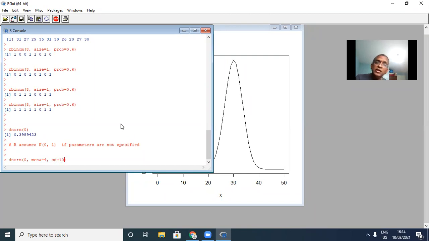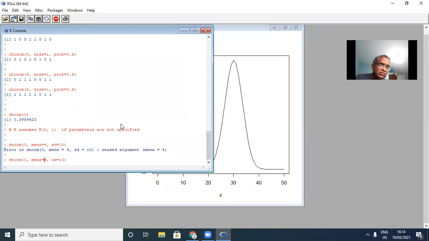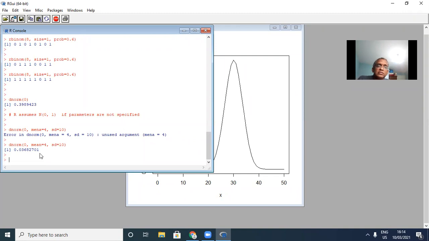So if you specify them, sorry, what did I do? Yes, spelling is wrong. This is what you would get. This value here is the density of the normal at 0 when the mean is 4 and the standard deviation is 10.